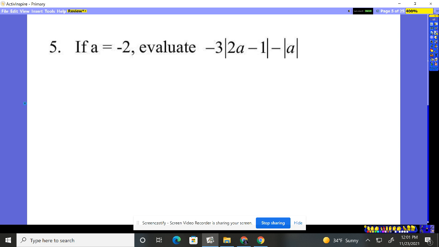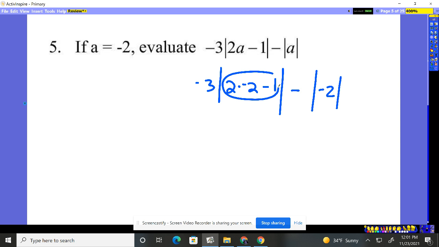Number 5. If A is -2, evaluate -3 times the absolute value. Okay, remember those are absolute values. So let's plug in. So -3 times the absolute value of 2 times what is A? -2. Take away 1. And then minus the absolute value of -2. All right, we need to evaluate all this inside here first.